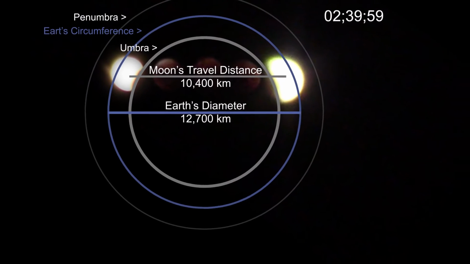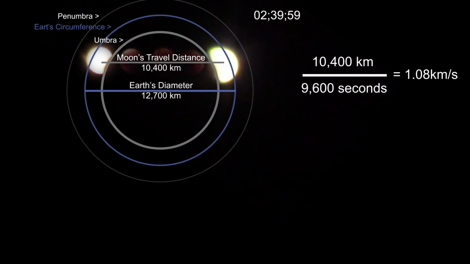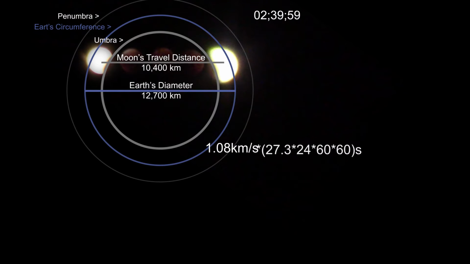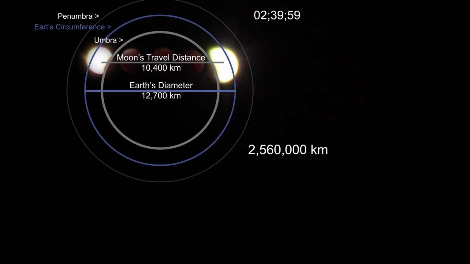Since the diameter of the Earth is known, it's easy to get a distance. Next, I divide this distance by the total time, which turns out to be 9,600 seconds. This gives me a tangential speed of 1.8 kilometers per second. Then, multiplying this by the 27.3 days, converted to seconds of course, gives us the circumference of the lunar orbit, assuming a circular one. Dividing this by 2 pi gives the final distance to the moon of 405,000 kilometers.